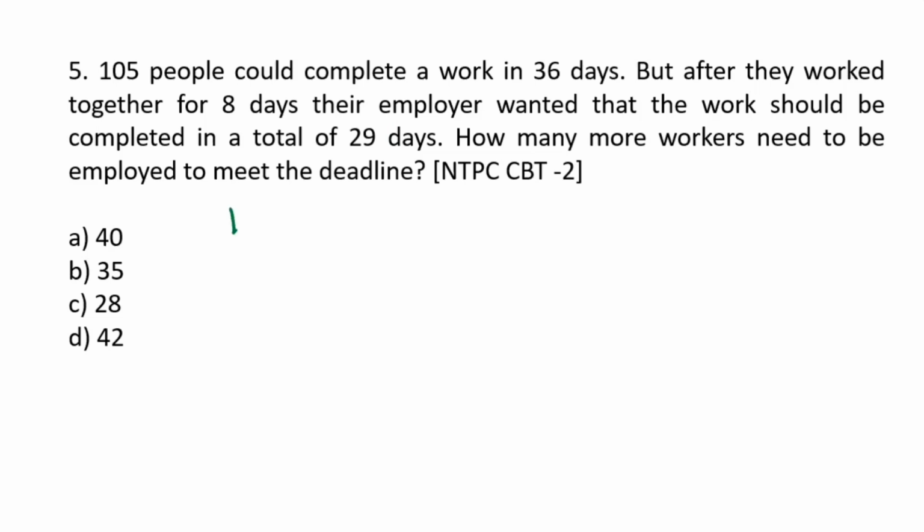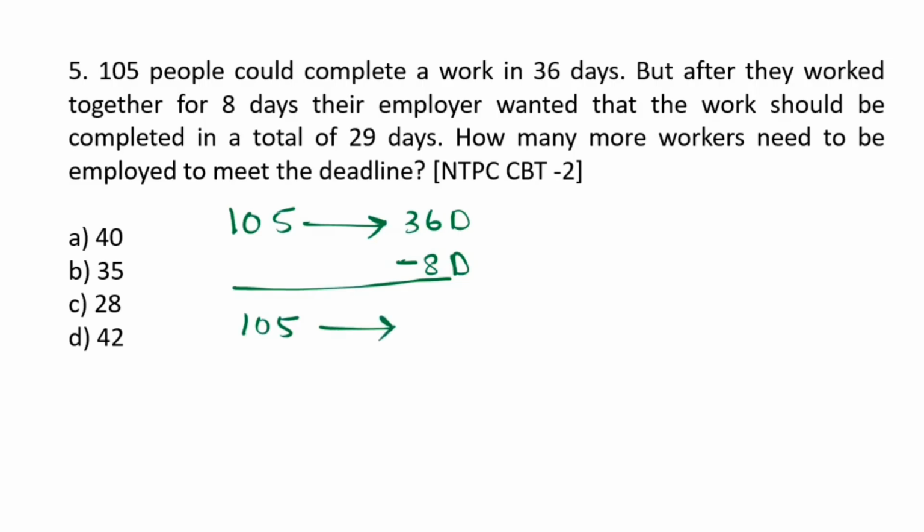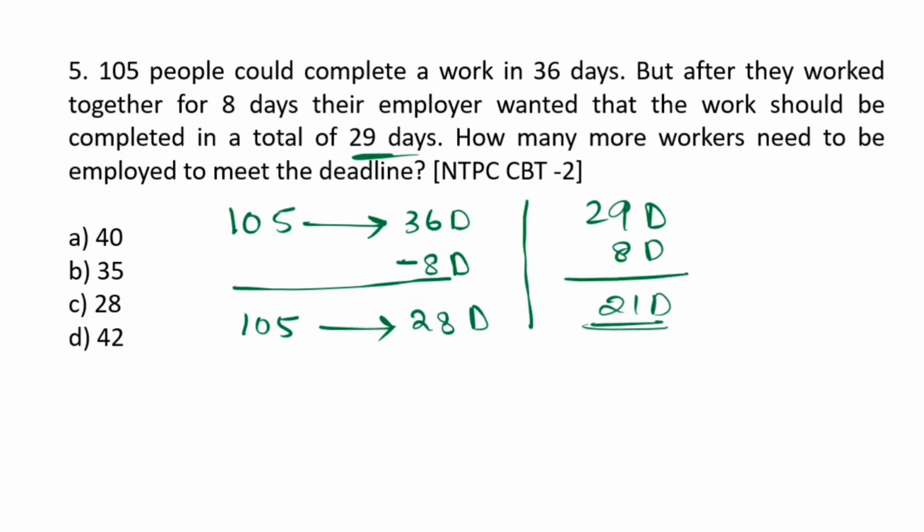So first, total 105 are there. If they are doing it, they can finish the entire work in 36 days. But already they have done 8 days of work. So the same 105 people can finish the remaining work in 28 days, like 36 minus 8 is 28. But what is the owner saying? Owner is saying that the work should be completed in 29 days only. Already they have done 8 days of work, so total remaining 21 days are left to meet the deadline.